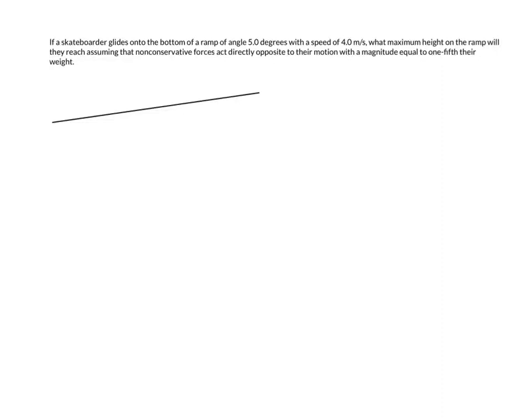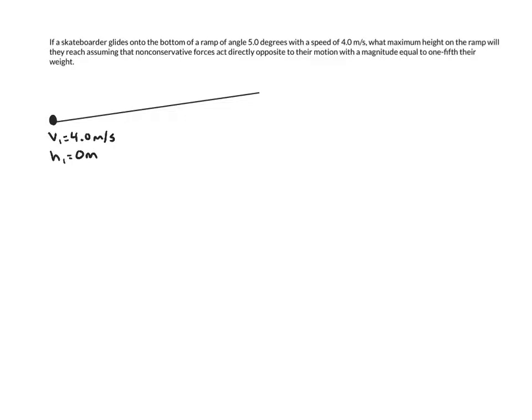Okay, so we have a skateboarder who's going to glide onto the ramp at the bottom here. So this will be point 1. At point 1, it says the speed of the skateboarder is 4 meters per second. And I am also going to say that the height here is 0 meters. So I'm basically saying that this is going to be where my reference height is.